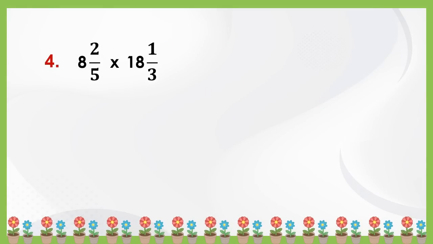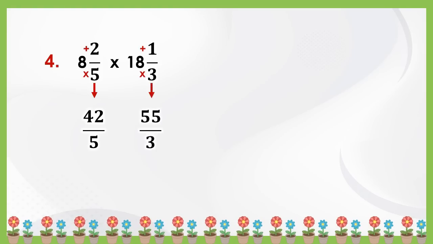Number 4. 8 and 2/5 times 18 and 1/3. So these are mixed fractions. Change them to improper fractions. 8 times 5 plus 2 equals 42 over 5. Then the second mixed fraction is 18 times 3 plus 1 equals 55 over 3. Then multiply. First, use the cancellation method. The pair of numerator and denominator that have common factors are 42 and 3.